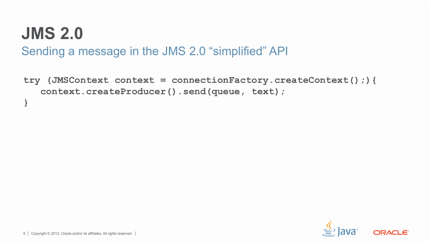Now this is a new object. It's the main object of the simplified API. From the JMS context, we need to create a producer, and from that we send the message. So here, I just want you to see the obvious. There's much less code here. So just a couple of things.